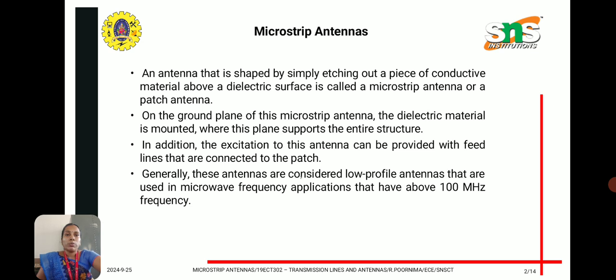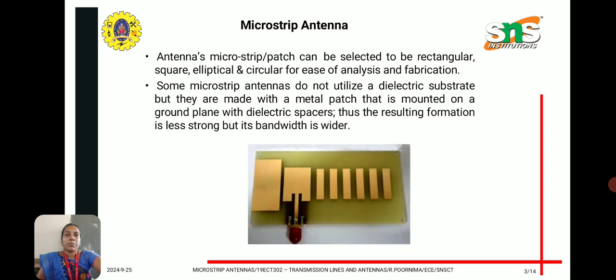On the ground plane of this microstrip antenna, the dielectric material is mounted, where this plane supports the entire structure. In addition, the excitation to this antenna can be provided with feed lines that are connected to the patch. These antennas are considered low profile antennas used in microwave frequency applications above 100 MHz frequency. The antenna's microstrip patch can be selected to be rectangular, square, elliptical and circular for ease of analysis and fabrication.